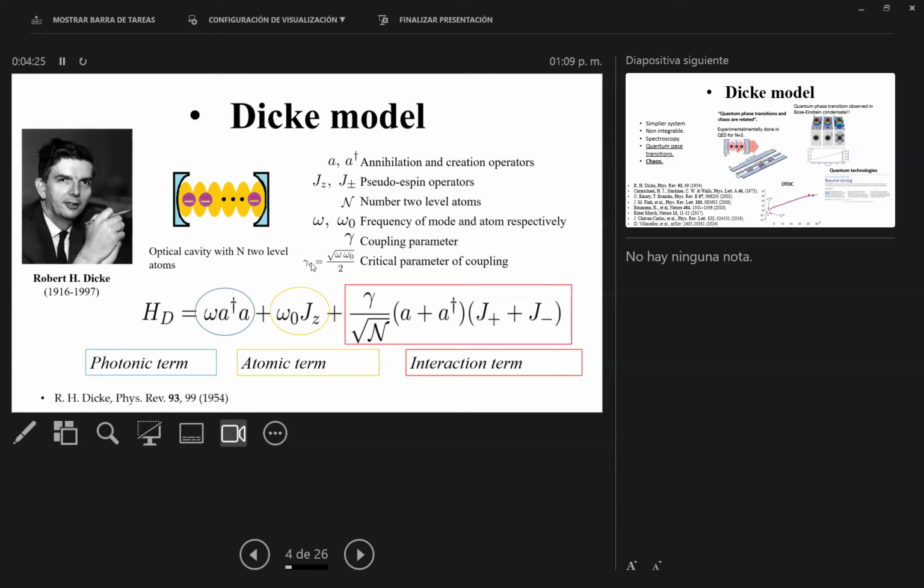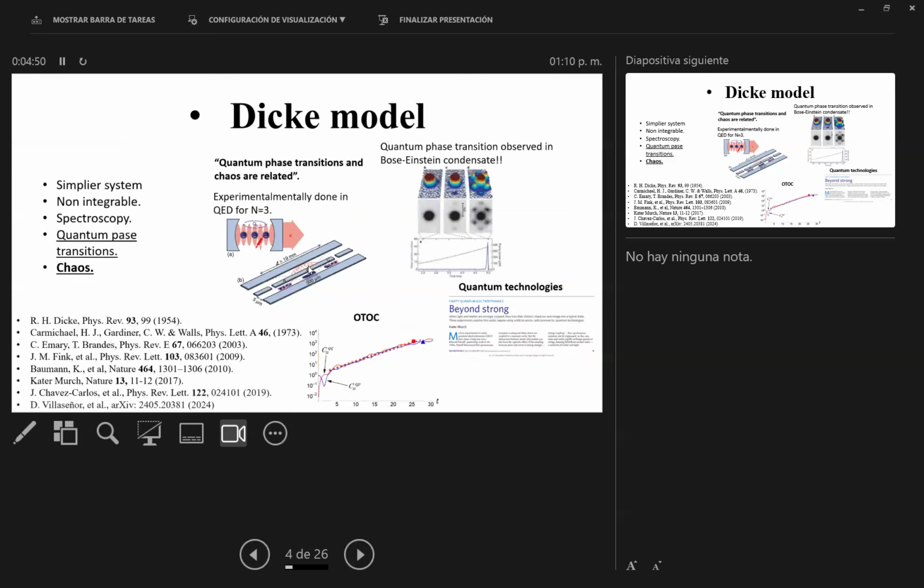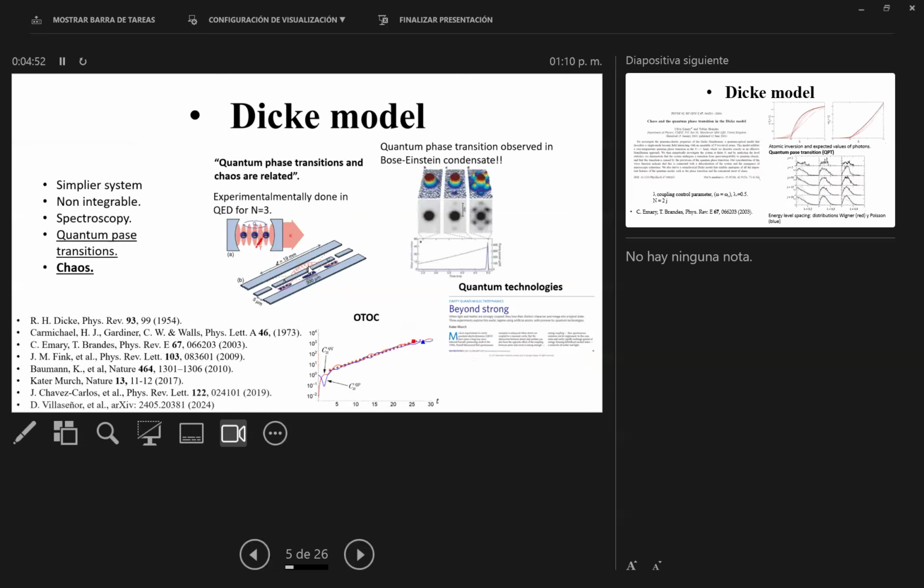And the other one, gamma c, is a critical parameter, which is important because basically this parameter divides the system into regimes that I will explain later. But it's important because from this parameter, we can understand an important feature of this Hamiltonian, which is a quantum phase transition.